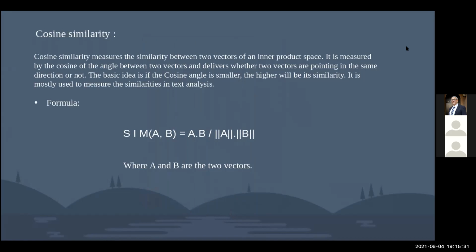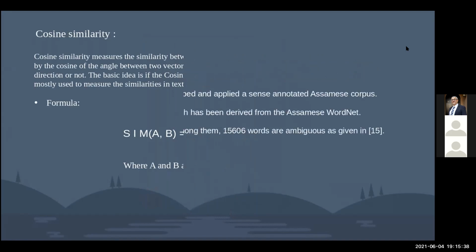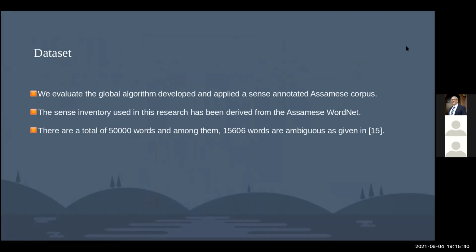So this is the formula that we have used in the proposed approach, where A and B are two vectors. Data set. For the experiment, we evaluated a global algorithm developed and applied to a sense annotated Assamese corpus. The sense inventory used in this research has been derived from the Assamese WordNet. There are a total of 50,000 words, and among them, 15,606 words are ambiguous, as given in the references.